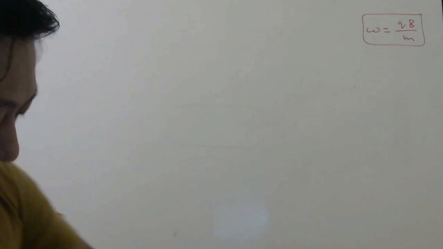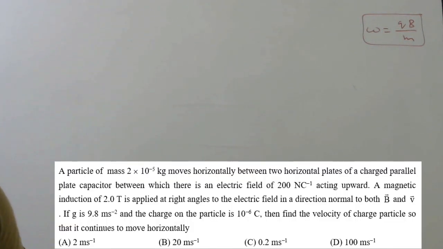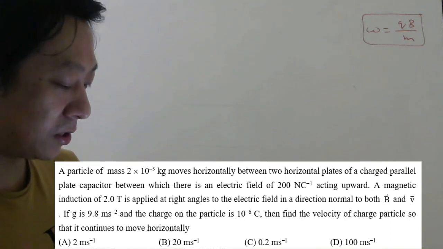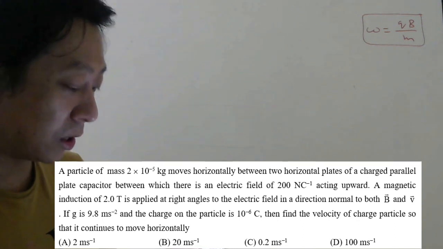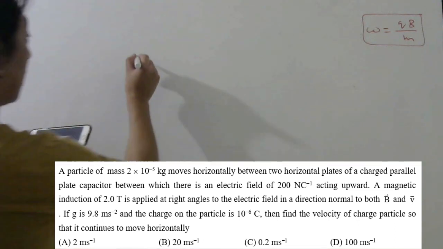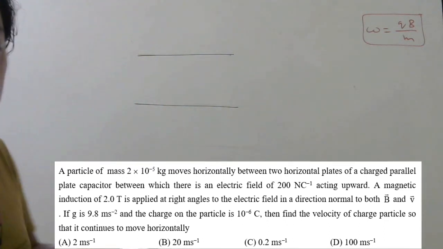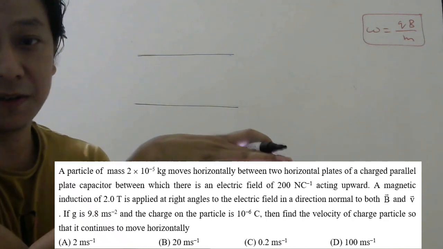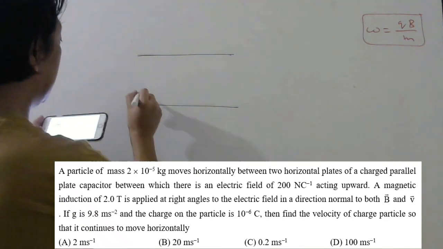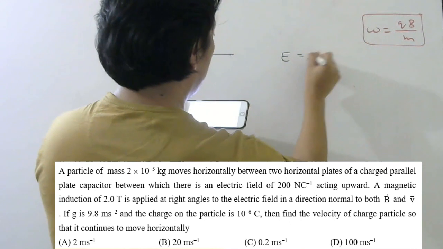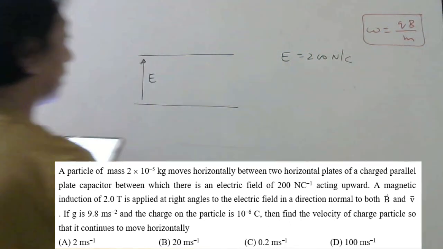The first question here is, a particle of mass 2 into 10 power minus 5 kg moves horizontally between two horizontal plates of a charged parallel plate capacitor, between which there is an electric field of 200 newton per coulomb acting upwards. So there are two plates of a charged capacitor. Think this is your capacitor. They told the plates are horizontal, so like this you have to imagine. And there is an electric field upwards, and that is a constant. How much they have given? 200 newton per coulomb. Direction is upwards.